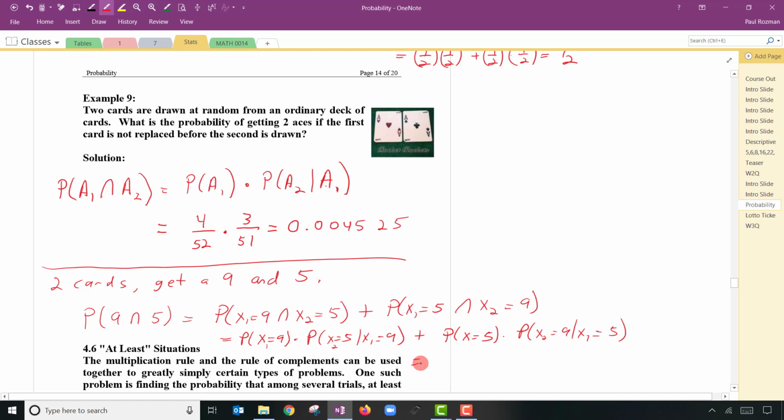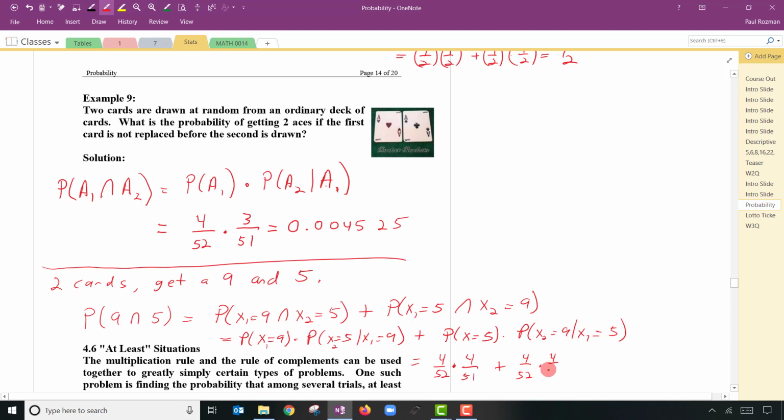So again, I'm going off the script a little bit, but your chances of getting a 9 are 4 out of 52. And then your chances of getting a 5, well, there's still 4 5s in the deck because you got a 9 on your first one. But there are only 51 cards left in the deck because the 9 was removed. And then the other option was you get a 5 on your first card, and then a 9 on your second card.